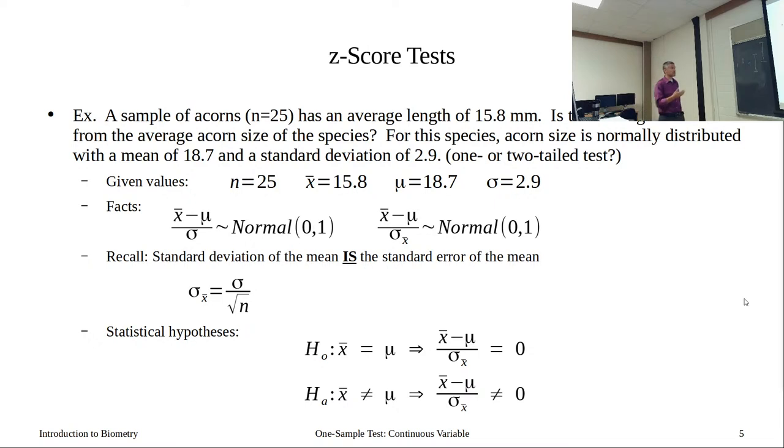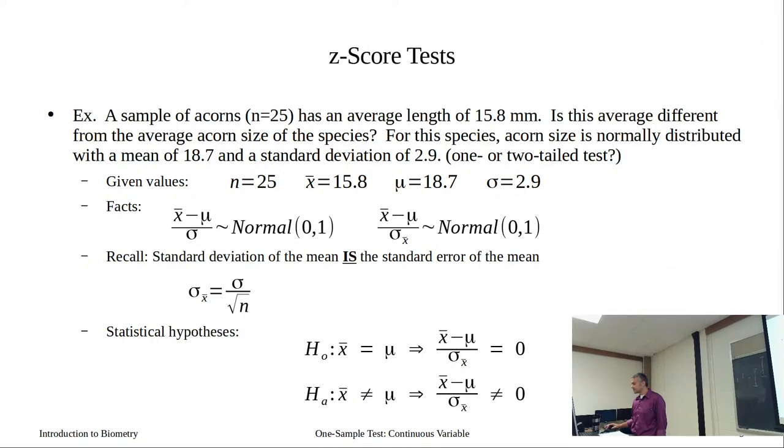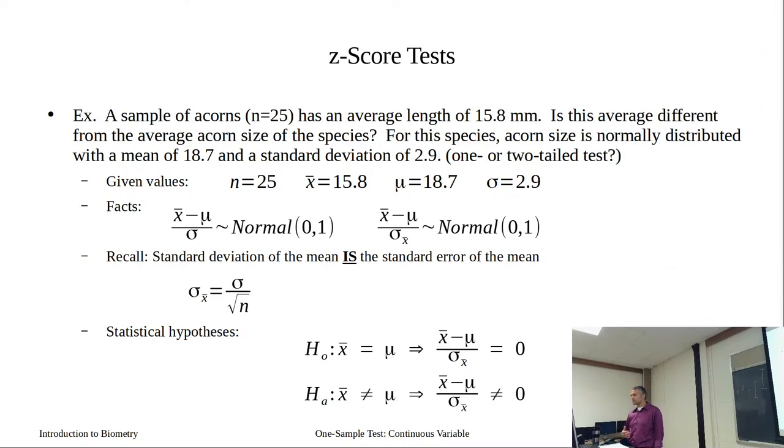So we're going to start with the z-score test. Even though it's very uncommon, we still introduce it. Here's our question. A sample of acorns has an average length of 15.8. Is the average different from the average acorn size for the species? The species acorn size is 18.7, standard deviation is 2.9. This was in one of those early slides. So what do we know? We know the sample size, 25.